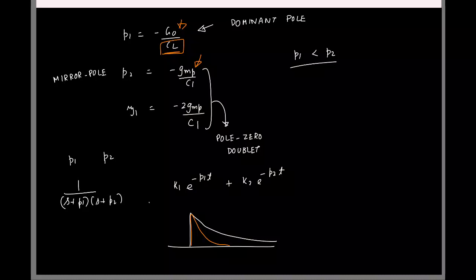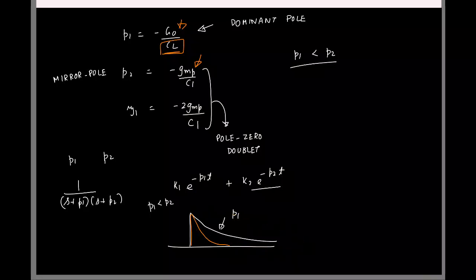If P1 is smaller than P2, the white one is P1. Is that fine? This will be P1, right? Because this guy will decay quickly. So finally, in the step response or settling, you will see that P1 will dominate. Okay, so usually it's called the dominant pole.